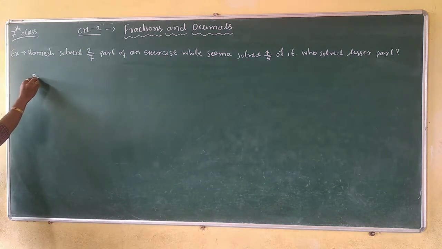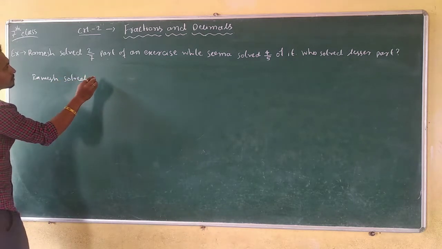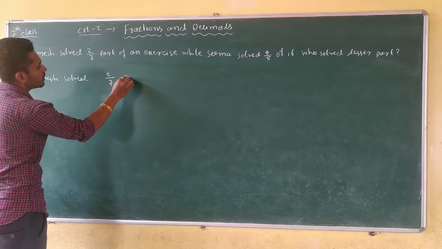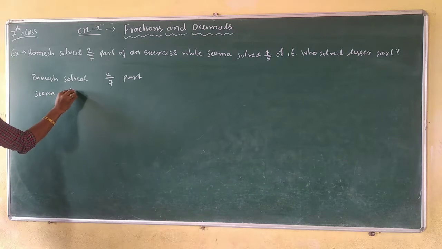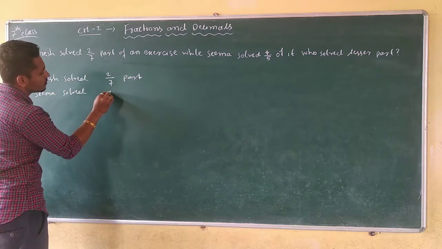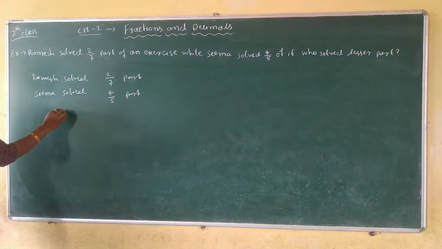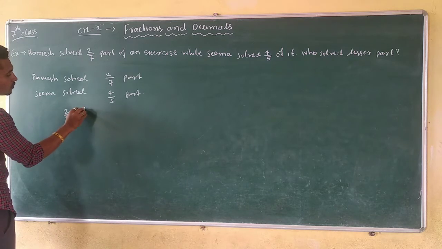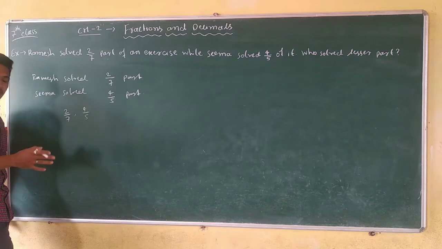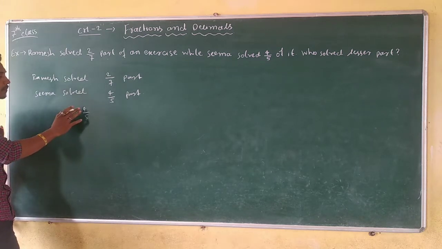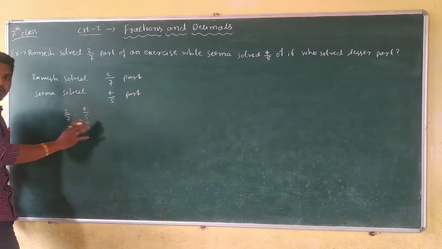First, Ramesh solved 2 divided by 7 part and Seema solved 4 divided by 5 part. So 2 divided by 7 and 4 divided by 5. Now we have to compare. See here, our denominators are different. If the denominators are the same, we can directly compare the numerators. So first we have to convert these denominators into equal denominators.